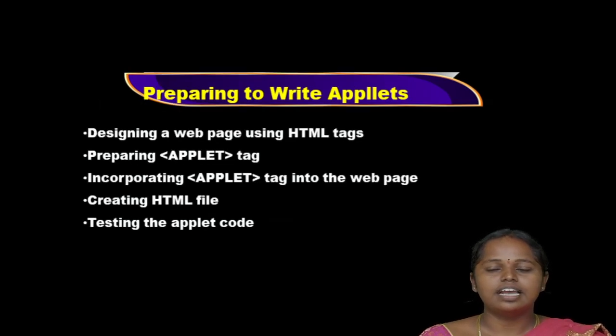Third is designing the web page using HTML tags. The fourth one is preparing the applet tag and incorporating the applet tag onto the web page, creating an HTML file. And the last one is testing the applet code. These are the steps in preparing to write an applet.